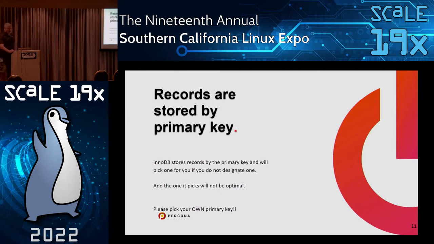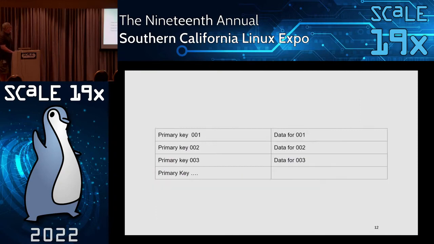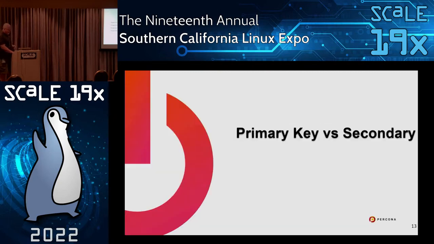And with MySQL, the records are stored by primary key. And if you do not pick a primary key for your data, MySQL will pick one for you. And like everything else in life, if it's picked for you by something else, it's not going to make you happy. So this is some dummy data. Where on the left we have the primary keys. So the top record, we have the primary key for record 001 and the data for 001.